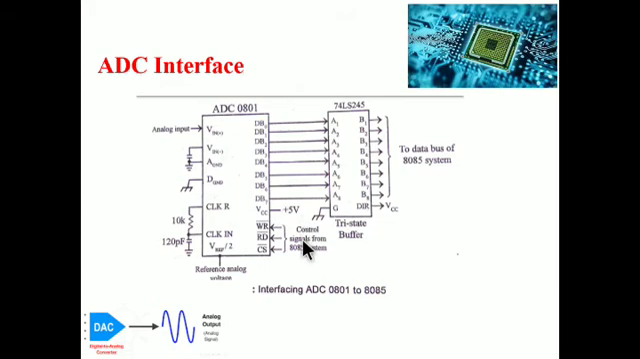The end of conversion is indicated by asserting INTR, pin number 5, low, and this signal can be inverted to interrupt the 8085 processor. The processor reads the digital data using read bar, and when the data is read, the ADC will set INTR high. So that's all about your ADC interface.